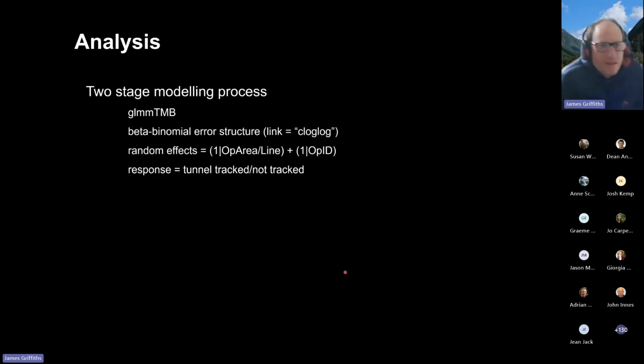So we then ran a fairly simple modelling process using the GLMMTMB package in R. We used the beta binomial error structure with a C-log-log link, and had random effects for operational area and line. We also added a crossed random effect for operation ID, which is the operation that may have occurred, as we may have had many operations within an operational area, so that's to deal with that situation. And we had a tracked or not tracked response.